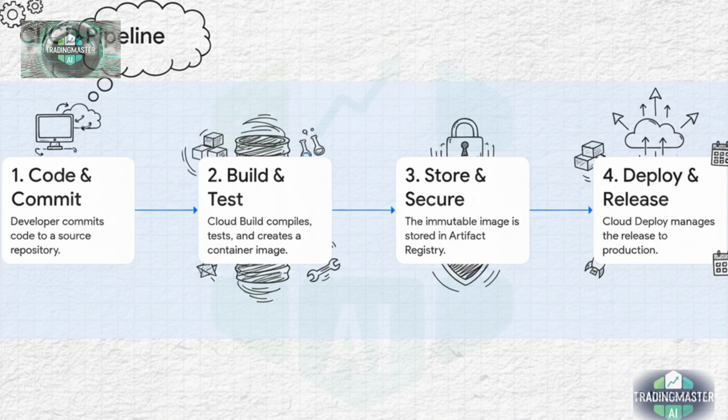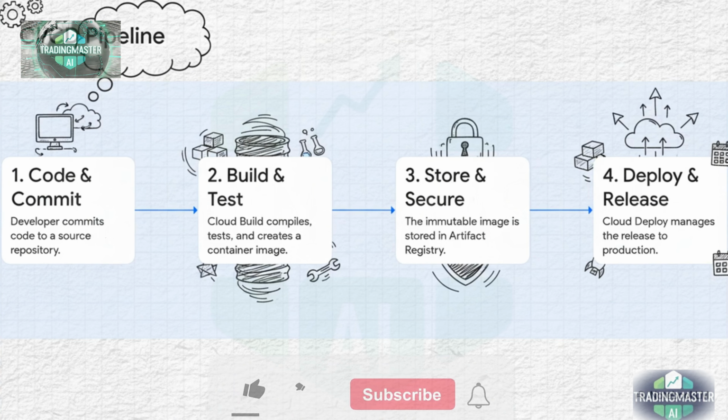Cloud Build compiles, tests, and packages the code into a secure container. That container then gets stored in Artifact Registry. And finally, Cloud Deploy manages the release to production. The key takeaway here is that this entire journey from code to customer is fast, repeatable, and completely hands-free.